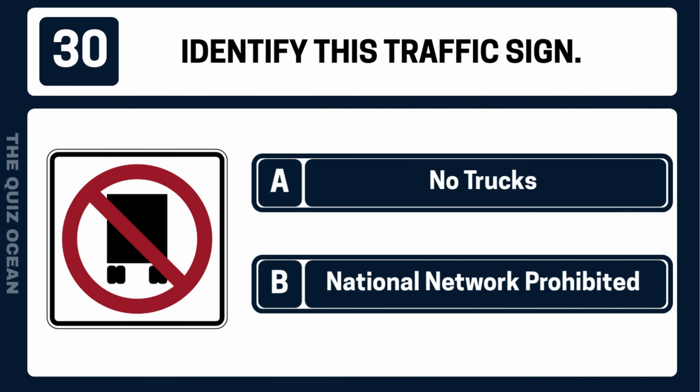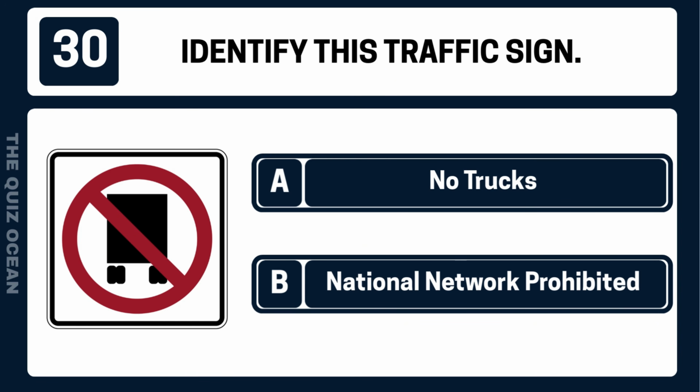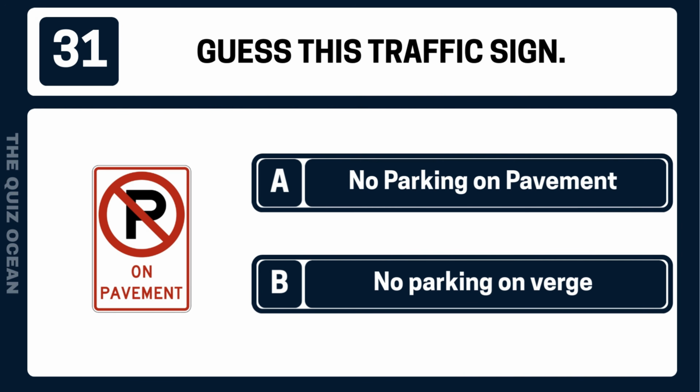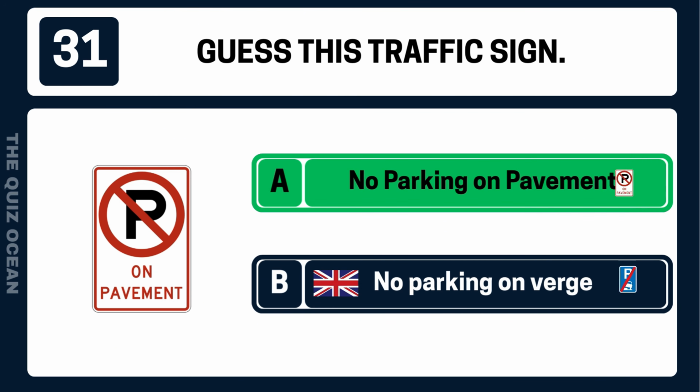Question 30. Identify this traffic sign. A. No trucks. B. National network prohibited. The answer is B. National network prohibited. Question 31. Guess this traffic sign. A. No parking on pavement. B. No parking on verge. The answer is A. No parking on pavement.